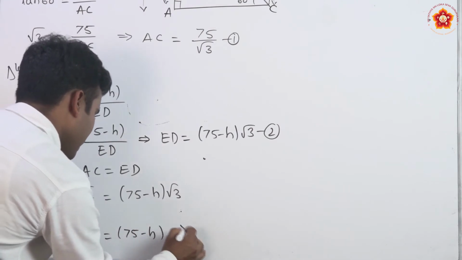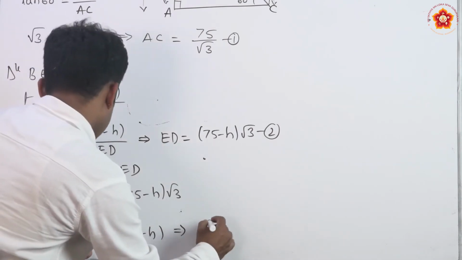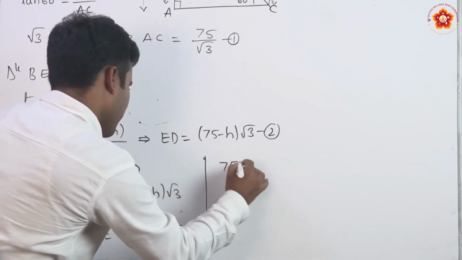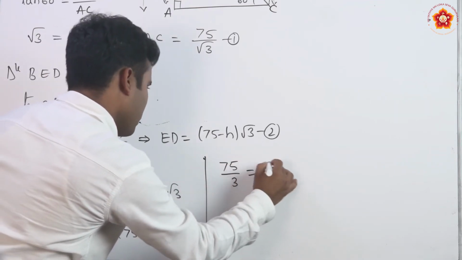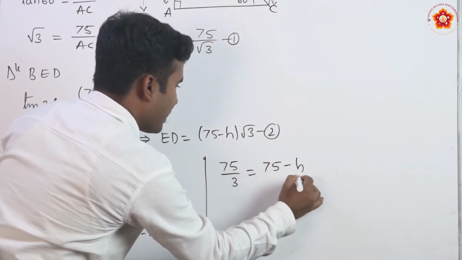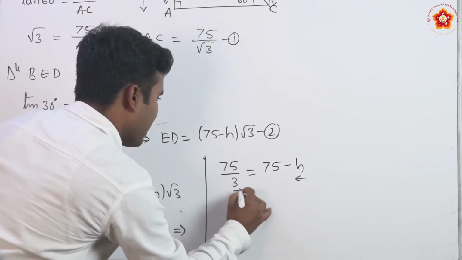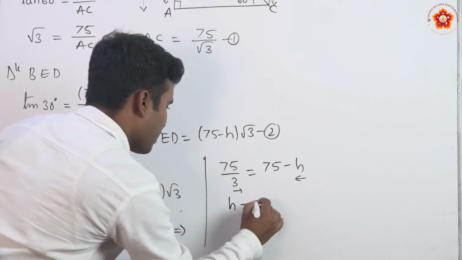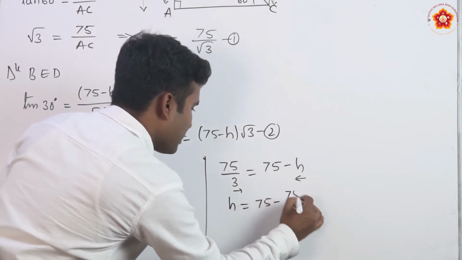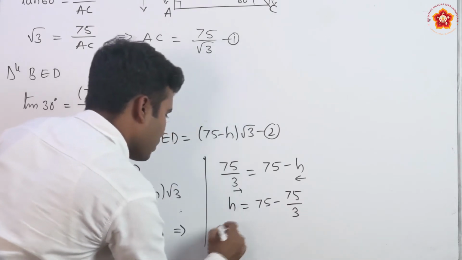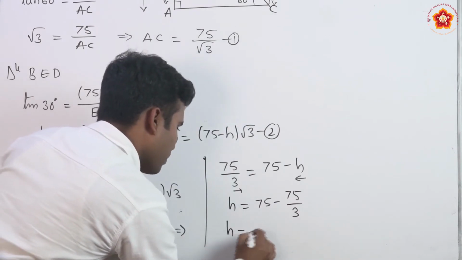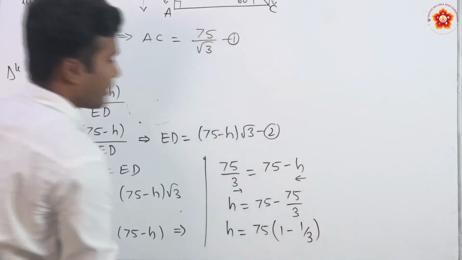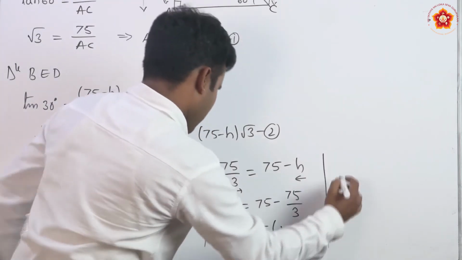So, now you do cross multiplication, will get 75 by 3 is equal to 75 minus h. So, this implies 75 divided by 3 is equal to 75 minus h. I will take this here. So, it will become plus, and you send that to another side, it will be h is equal to 75 minus 75 divided by 3. So, h is equal to, if you take 75 common, 1 minus 1 by 3.